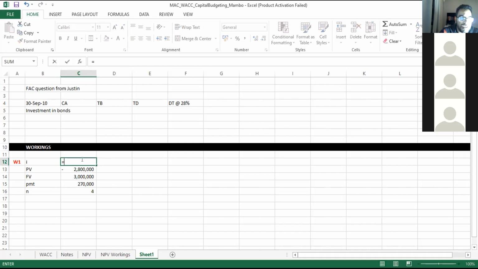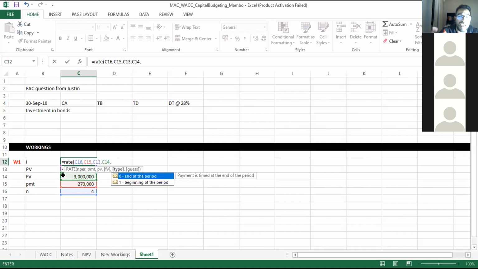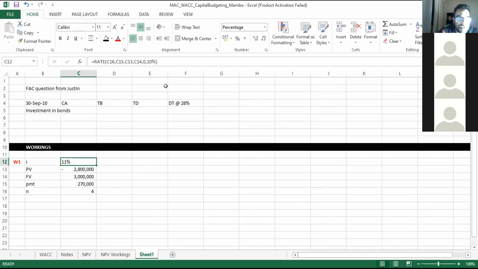So my I is going to be the rate function. They want number of periods, payment, present value, future value, and type. They say payments happen at the end of each year, so type is 0. And then they want a guess. Whenever you work out an interest rate in Excel, they want a guess. On a financial calculator, there is no such guess. So I usually just take 10%. So there my rate is 11%. So that is my effective interest rate.